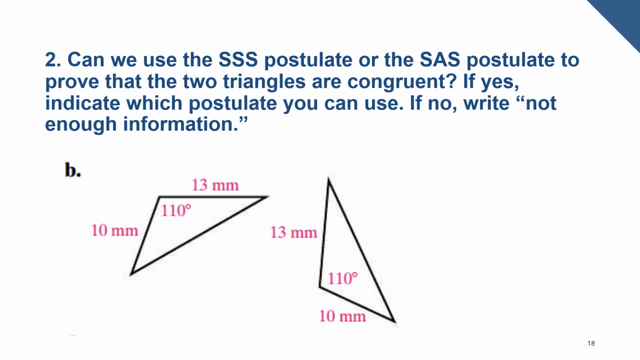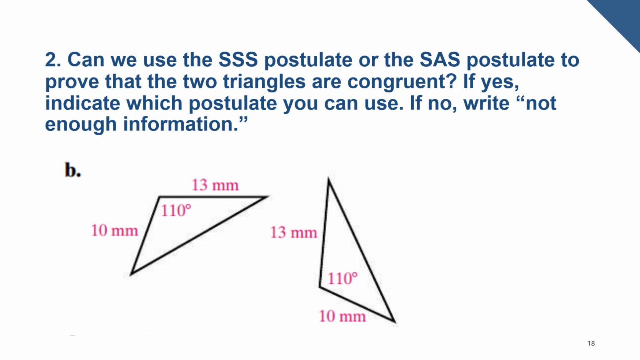All right, let's take a look at this one. This time they've got just some numbers written instead of the usual tick marks. So if you prefer the tick marks, you can go in and label those. It says, same directions, can we use the side, side, side postulate or the side angle side postulate to prove that the triangles are congruent? If yes, indicate which postulate you can use. If no, write not enough information.